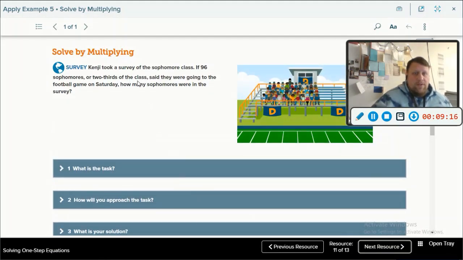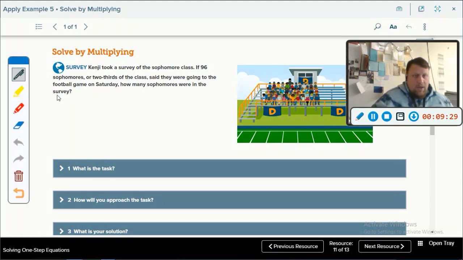Kenji took a survey of the sophomore class. If 96 sophomores, or 2/3 of the class, said they were going to the football game on Saturday, how many sophomores were in the survey? Okay, well, let's talk about that. It says 96 sophomores, or 2/3 of the class. So that means 96 is equal to 2/3 of the class. Do we know how big the class is? No. What should we call that? How about we call it C? C is for class.